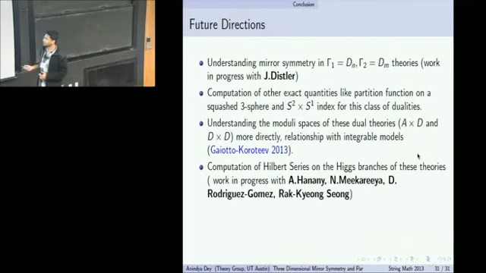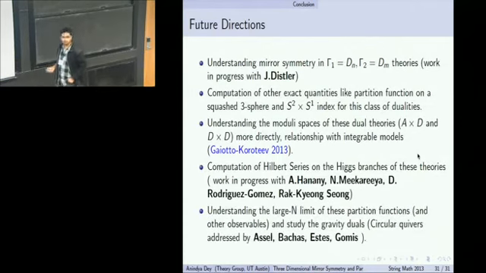A completely different direction that I did not talk about at all is the counting of chiral operators, which are also gauge invariant on the Higgs branch of these theories. And this is a work in progress with several collaborators. And finally, one would like to understand the large N limit of these partition functions and study the gravity duals. Now, part of this work has been done for circular quivers by Assel, Bachas, Estes, and Gomis. But understanding them for the D-type quivers would indeed be a really nice thing to achieve.